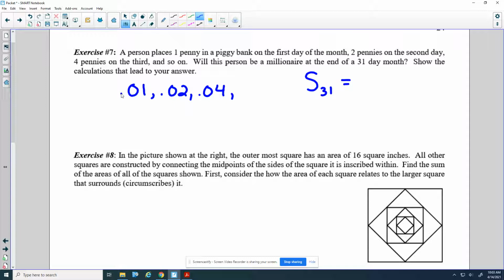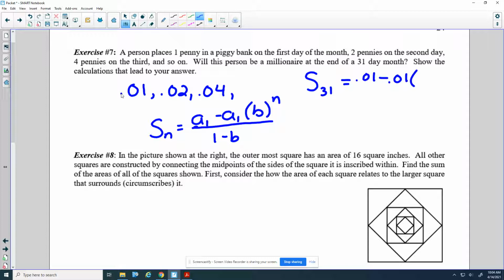We're going to use the geometric formula, S sub n equals A sub 1 minus A sub 1 times b to the n over 1 minus b, okay? Because it's geometric. So let's just plug in those numbers. 0.01 minus 0.01 times 2 is the common ratio, right? That's what we're multiplying by to go from term to term. 2 to the 31st, all over 1 minus 2. Now, when I see 2 to the 31st power, even though I have those decimals, like just 1 cent, I know this is going to get pretty big.